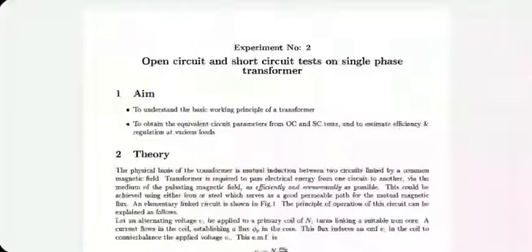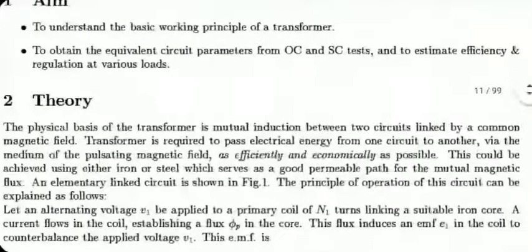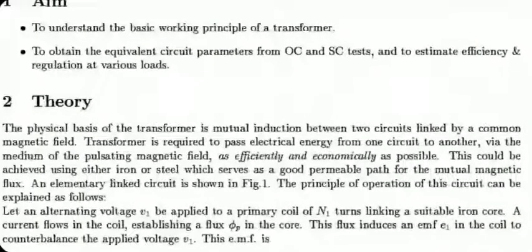You can read this little bit. Some basic information about the transformer is given. The physical basis of the transformer is mutual induction between two circuits linked by a common magnetic field. We know this. A transformer is required to pass electrical energy from one circuit to another via the medium of the pulsating magnetic field as efficiently and economically as possible. This could be achieved using either iron or steel. It serves as a good magnetic material.